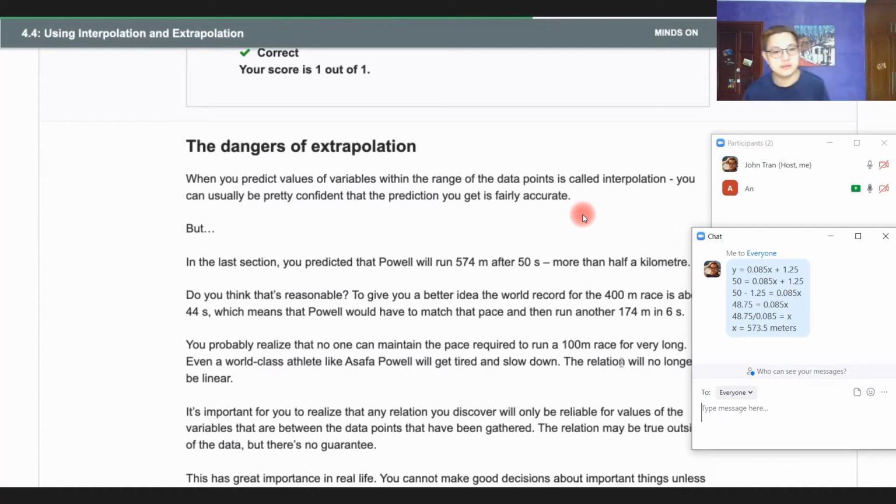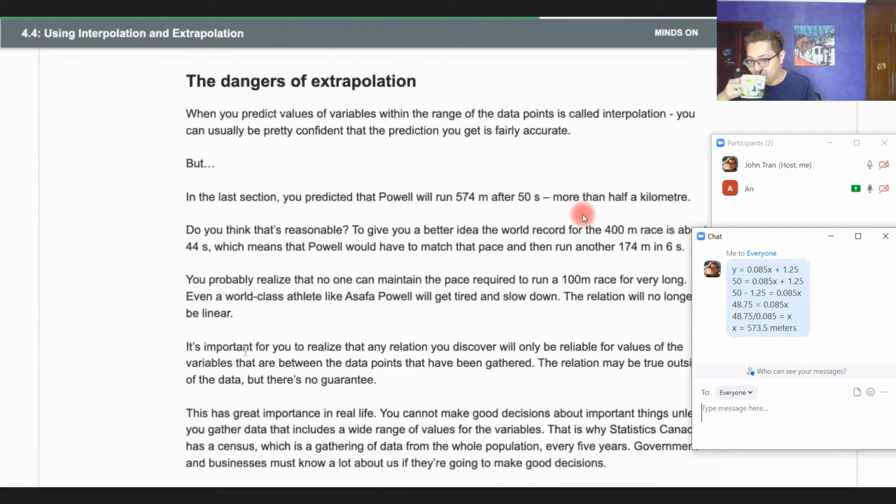The relation will no longer be linear. It's important for you to realize that any relation you discover will only be reliable for values of the variable that are between the data points that you have gathered.